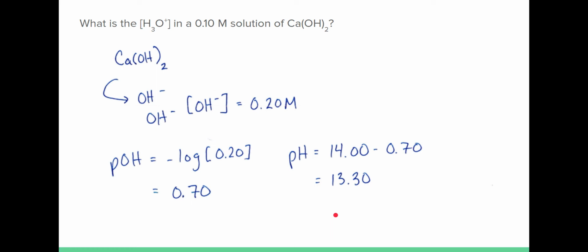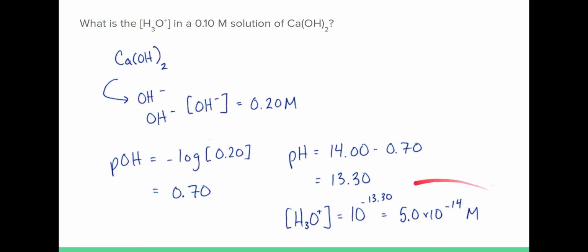Then we worked in a previous problem with the alternate form of the pH equation, and if I take the log base 10 of both sides and take the opposite, I can solve directly for the H3O+ concentration by taking 10 to the negative power of the pH. So if I take 10 to the negative 13.3 power, it comes out that my concentration of H3O+ is very small, 5.0 times 10 to the negative 14th molar.